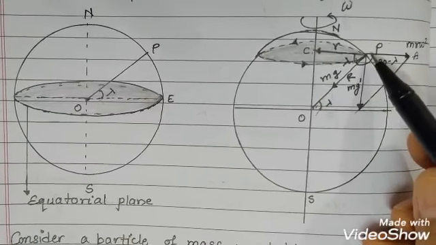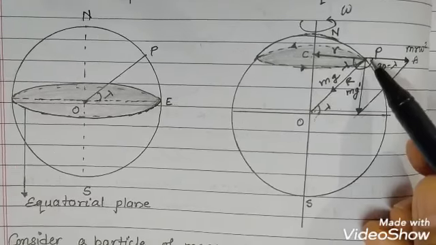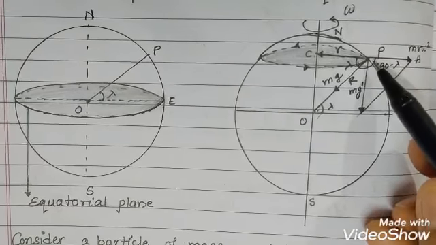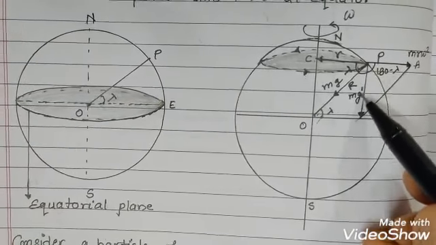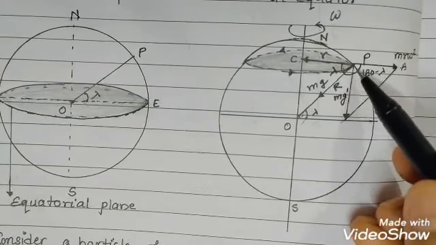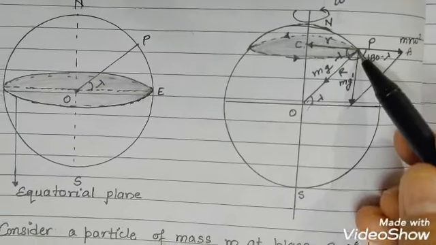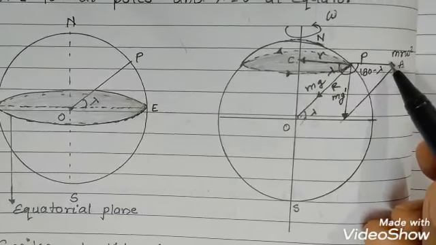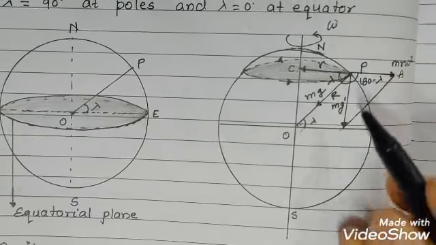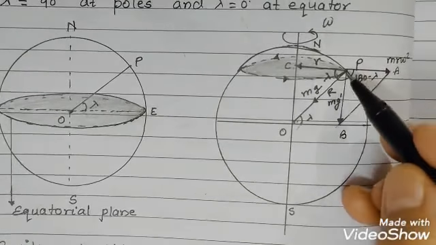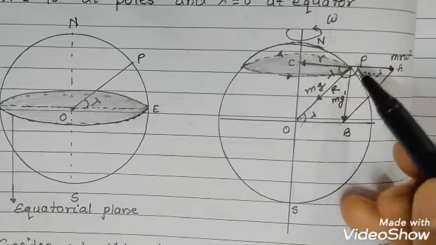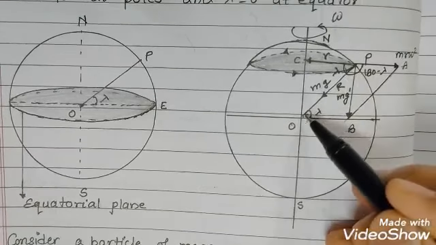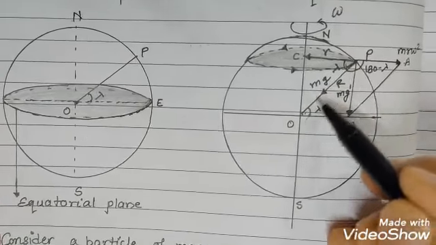Now suppose g dash is the acceleration due to gravity at P when the rotation of the earth is taken into account. Then the apparent weight of the particle also changes, and that will be equal to mg dash. This will be the resultant of the true weight and the centrifugal force acting on the particle at P, and hence must be represented by the diagonal PB here. You can see that this is PB. When the earth is at rest, the true weight mg works towards the center of the earth.